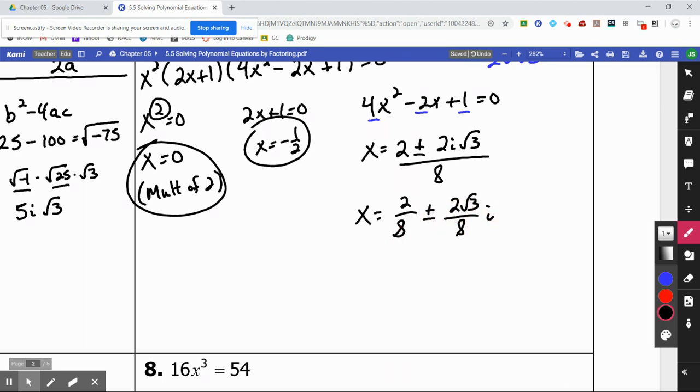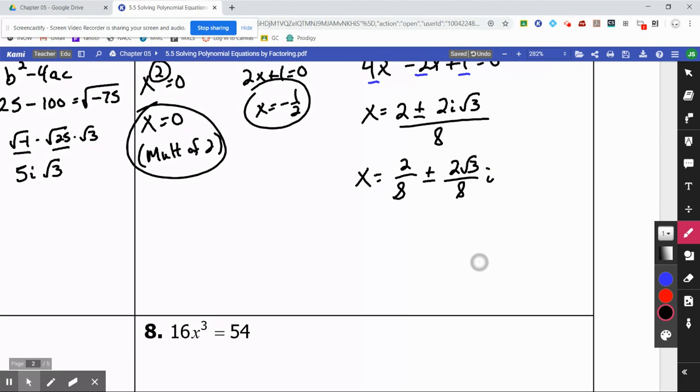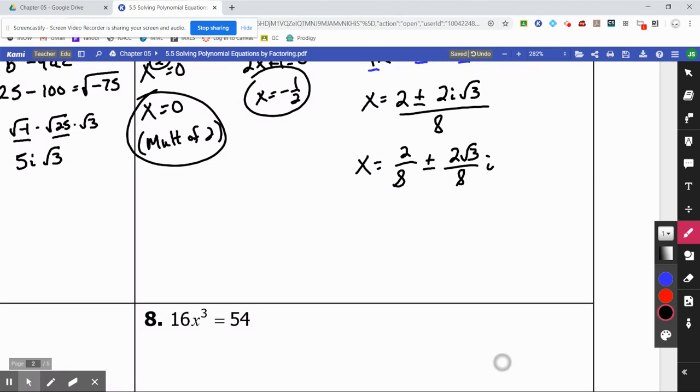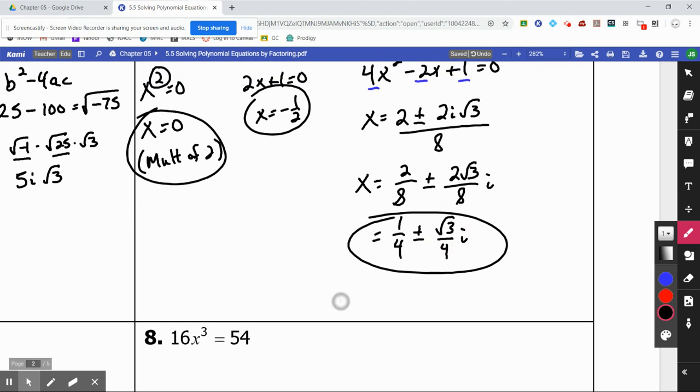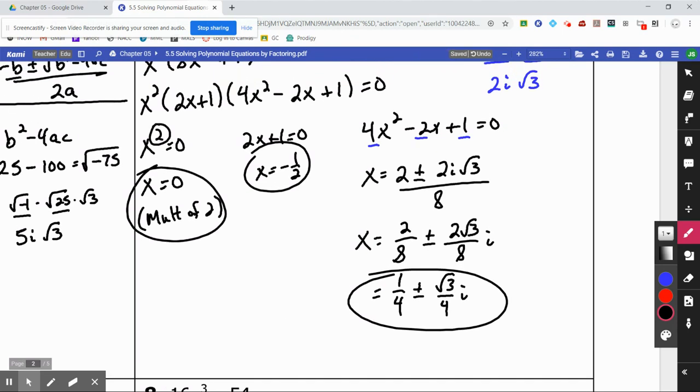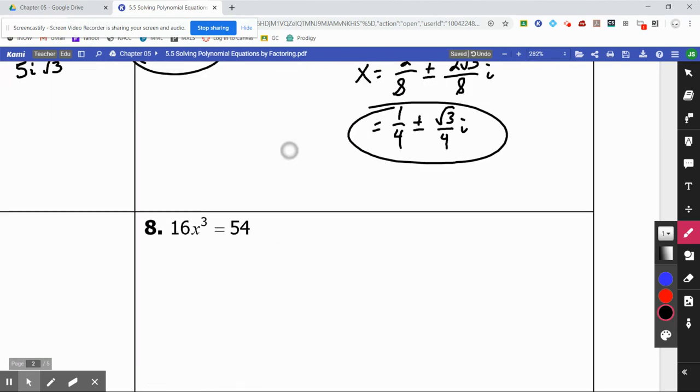And then most of the time your i is written, if it's a fraction, you can write your i out there next to it instead. So that's going to be 1/4 is the real part, plus and minus the 2 over 8 again reduces to 1 and a 4. So root 3 over 4 i. So there's your other 2 answers, which again gives you the total of 5 different answers.